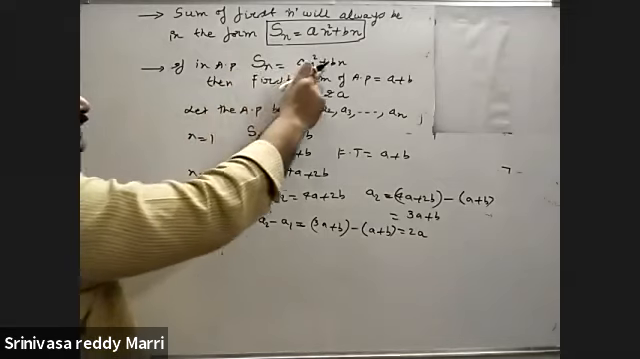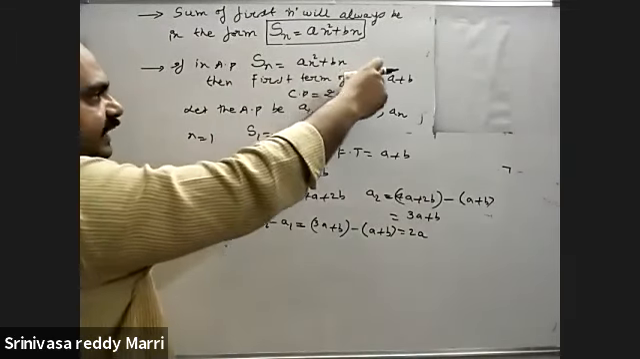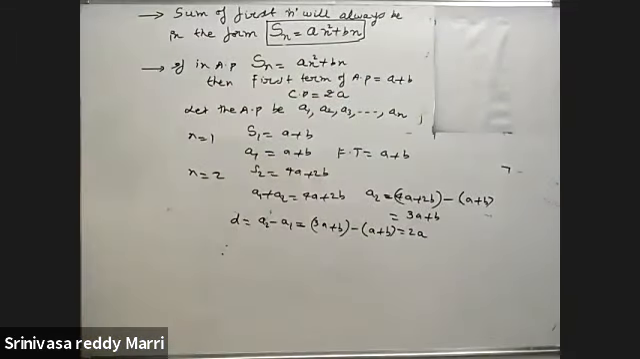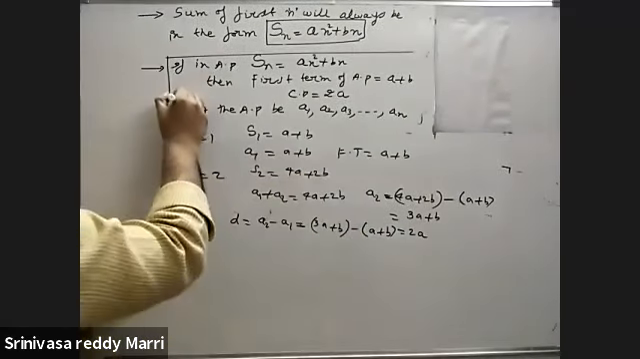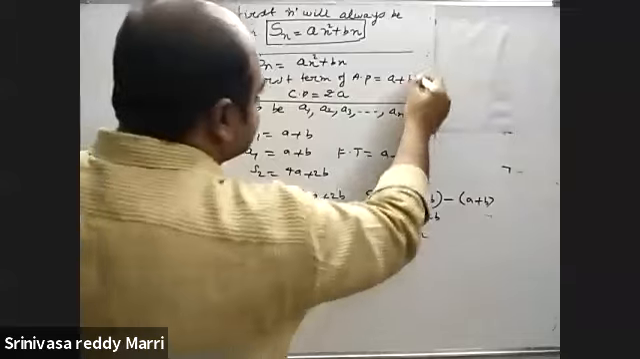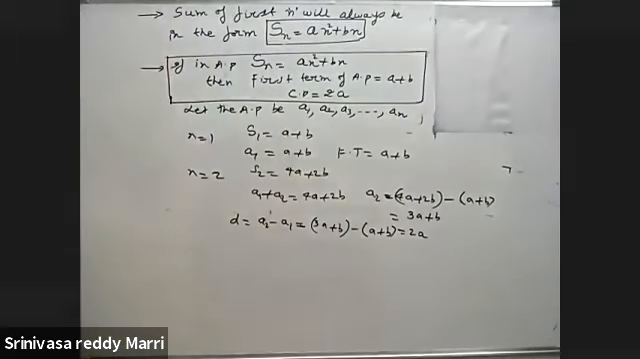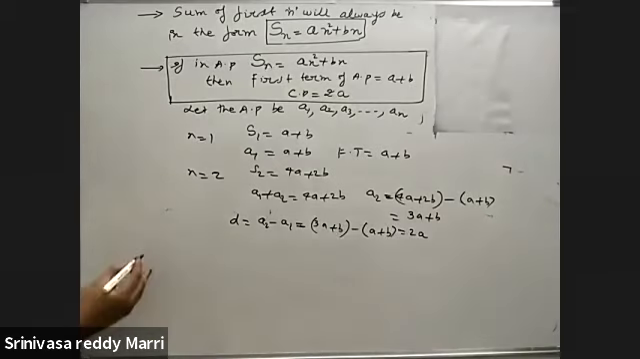Whenever the sum of first n terms of an AP is given, write the first term and common difference. By using that, you can calculate any term of the AP. Now just remember this formula, this result. I will tell the application, how to use this.